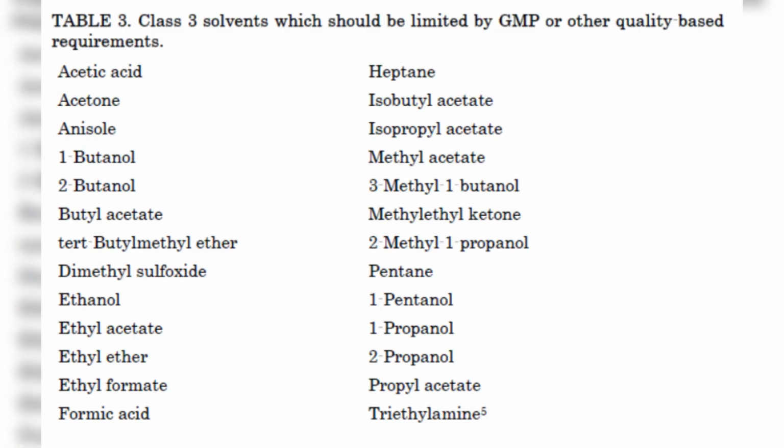Class 3 solvents have low toxic potential to humans when used in pharmaceuticals. They may be used in pharmaceutical products, but their amounts should be controlled and minimized for good manufacturing practices. For examples, butyl alcohol, ethanol, propanol, isopropyl alcohol, etc.